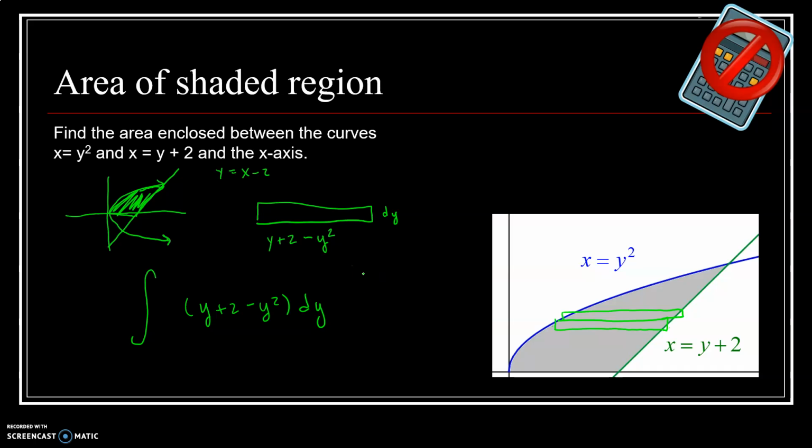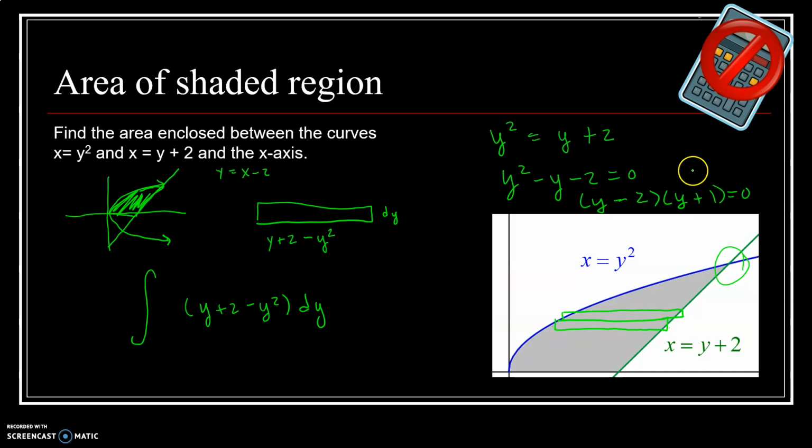And then the limits of integration, we're going to start at 0 because they told us x-axis, and we're going to stop where they cross. So that would be y squared is equal to y plus 2. And the y equals -1 was the one that was down here, but we don't want that one. We want to go from 0 to 2.